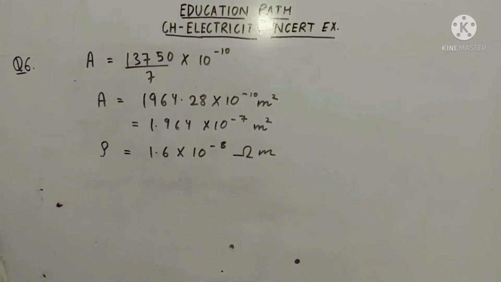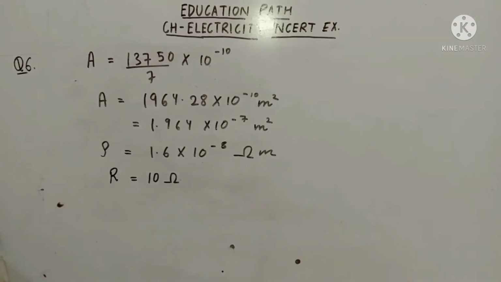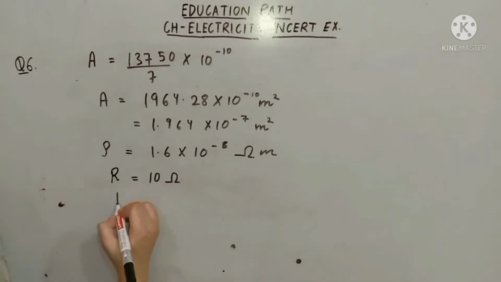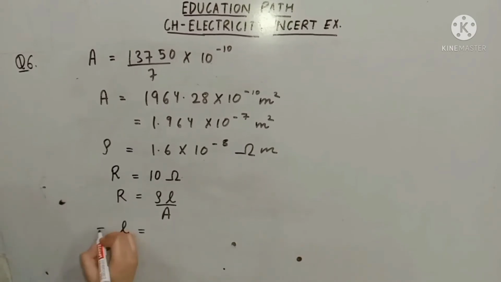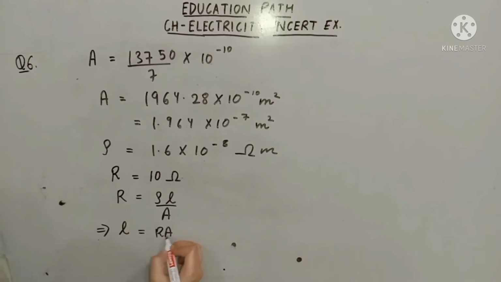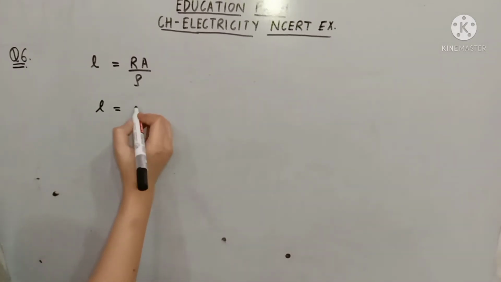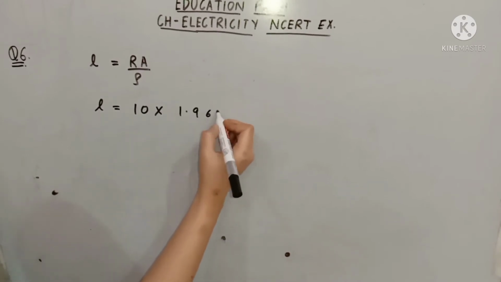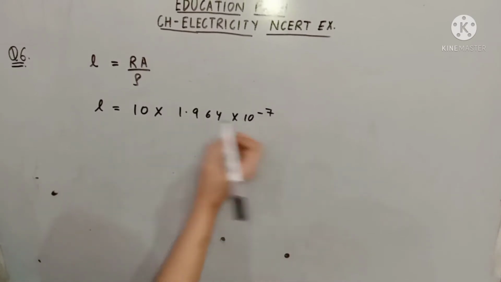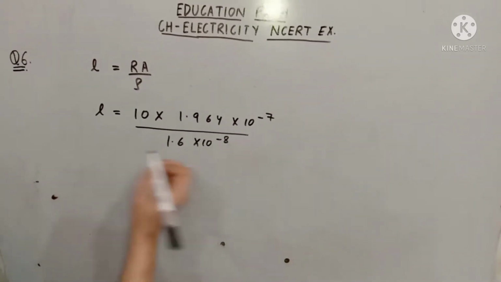What will be the length of this wire to make its resistance 10 ohm? Resistance is given, 10 ohm. We have to find length. We know resistance is rho L upon A. So length is R A upon rho. Now putting values, L equals resistance 10 into area that we calculated, 1.964 into 10 to the power minus 7, upon rho, which is given 1.6 into 10 to the power minus 8.